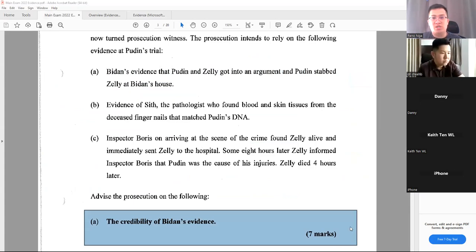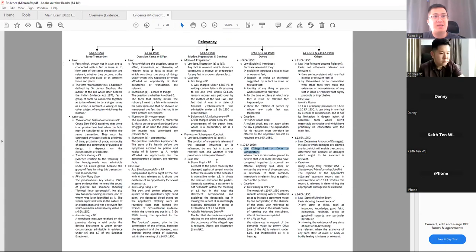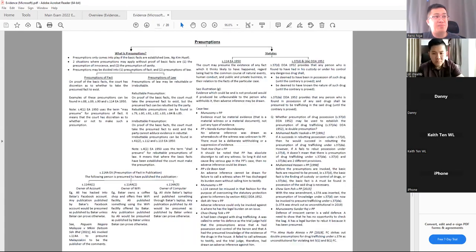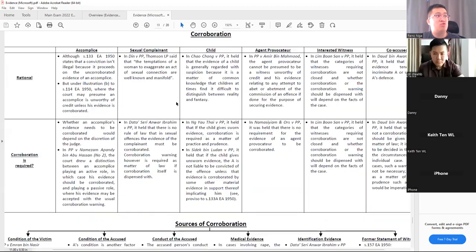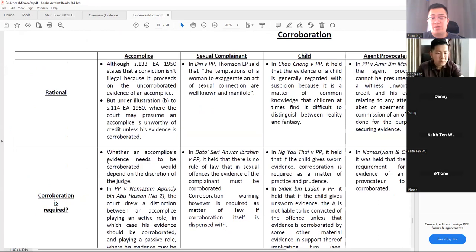So then only we go into the chapter we call corroboration, which is like I mentioned in the group yesterday, certain persons' evidence, we may need to be very careful because he may be telling a lie or maybe telling the truth, we don't know. So if I may refer to section 133 and also illustration B to 114. So basically section 133 says that a conviction is not illegal because it proceeds on the uncorroborated evidence of an accomplice. Okay, which means the court actually is entitled to convict a person based on uncorroborated evidence of an accomplice. So it's fine. You can accept Biden's evidence without corroboration.